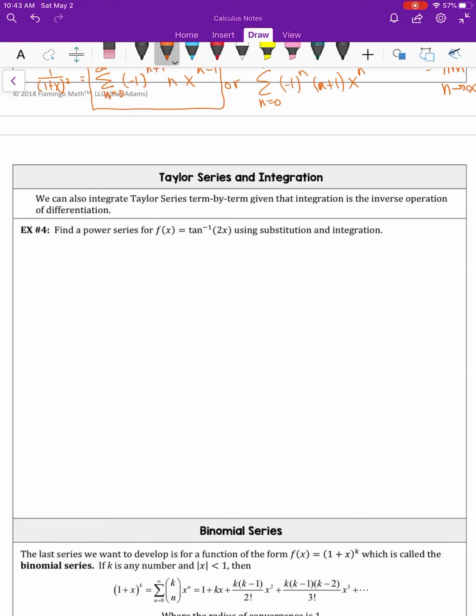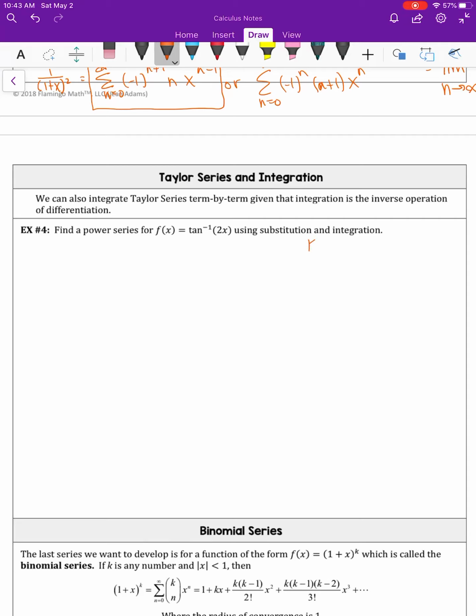All right, and now we have example number 4, Taylor series and integration. We can also integrate Taylor series term by term, right? I should put the intonation on integrate because we just differentiated term by term. Now we can integrate term by term, given that integration is the inverse operation of differentiation.